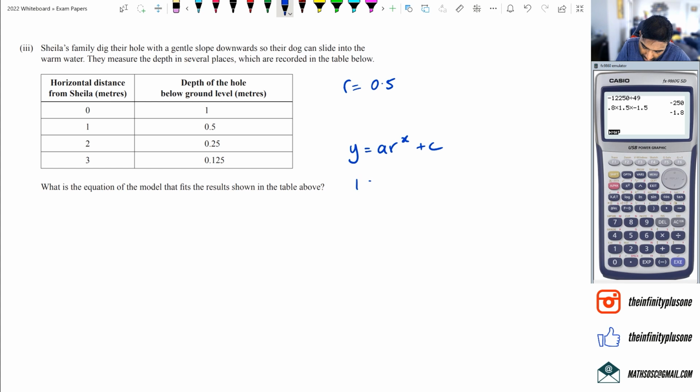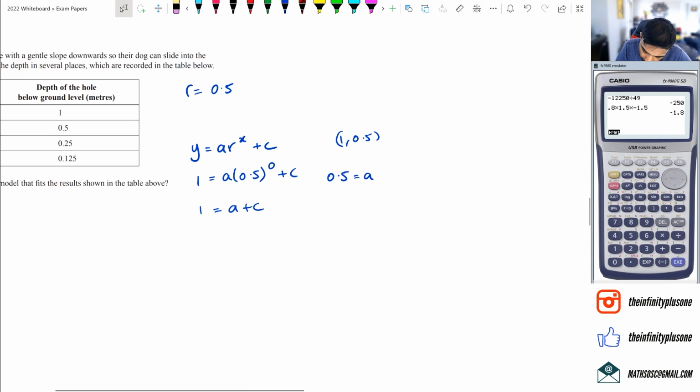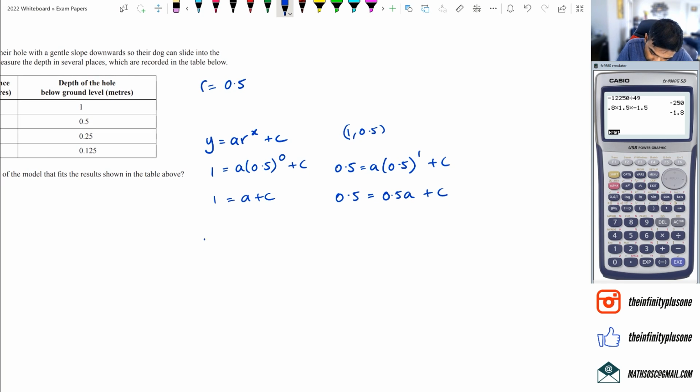So we've got 1 equals a times 0.5 to the power of 0 plus c. So we're going to get 1 equals a plus c. Then I'm going to repeat that with the second point, with 1 and 0.5. So I'm going to get 0.5 equals a times 0.5 to the power of 1 plus c. So I'm going to get 0.5 equals 0.5a plus c.